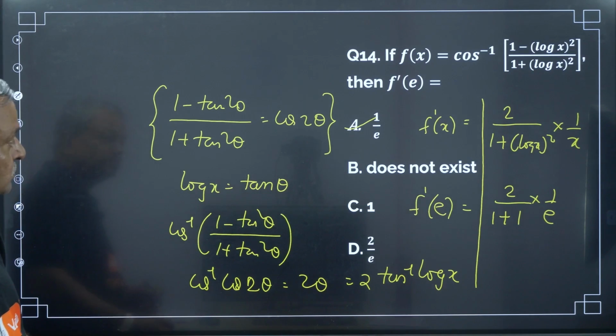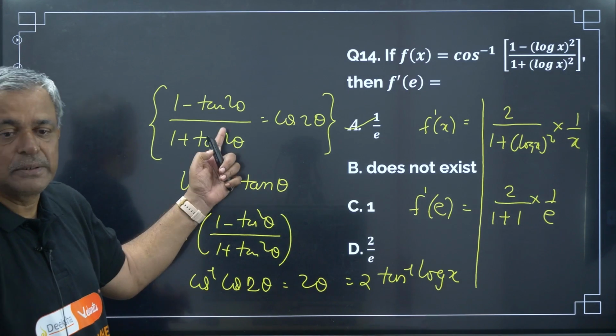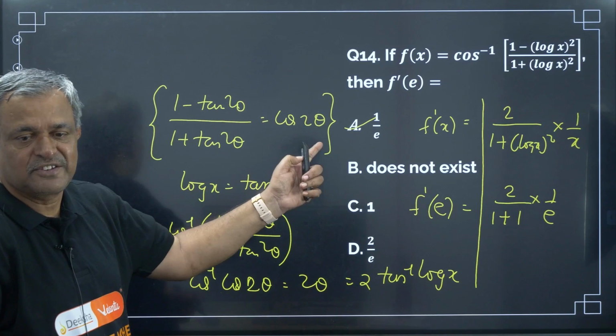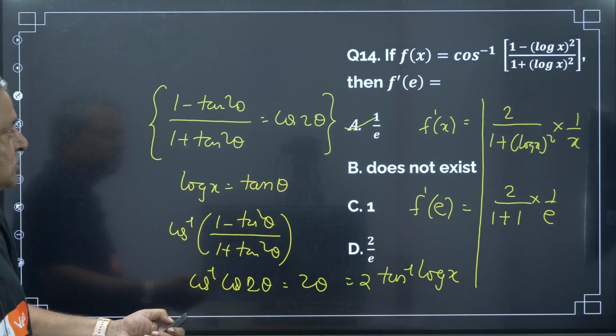Next one. So this is the main concept. 1 minus tan square theta by 1 plus tan square theta is equal to cos 2 theta is the main concept.